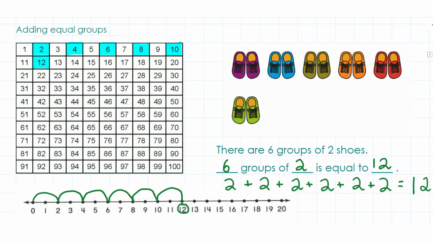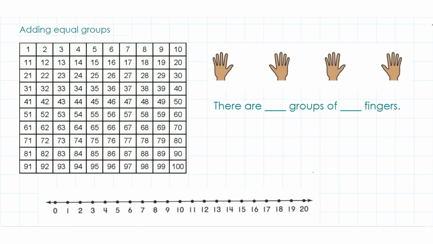Excellent. Another example. Here, look at the picture. Can you see the hands? If you look at the hands, what do you think we're counting in this time? That's right, we're counting in 5s because there are 5 fingers on each hand.